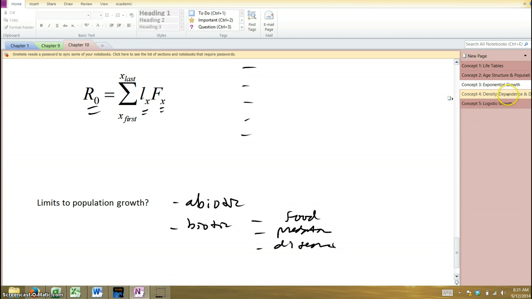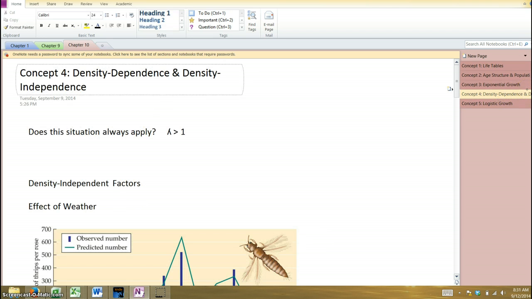Okay, let's move on to section 4. So when we think of limits to population, we can classify them into sort of two main types. There's what's called density dependent and density independent. And so we're asked this question, is lambda always greater than 1? Do populations just continuously grow? I think we've answered that question as an emphatic no.